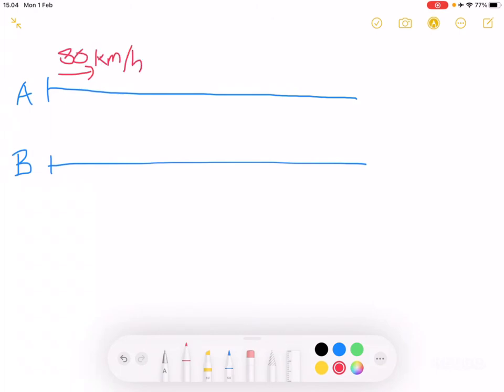And car B departed an hour later, I'll just note right here, and then it's traveling at an average speed of 90 kilometers per hour. And then what time will car B bypass car A? Or in other words, what time will car B take the lead over car A?